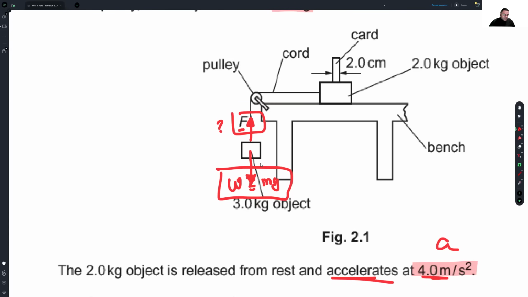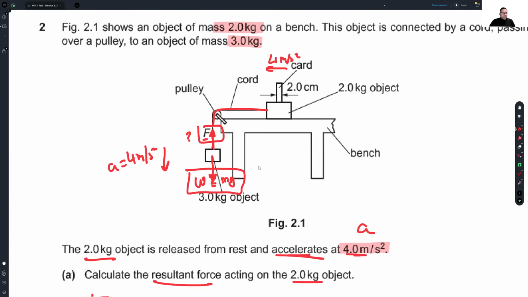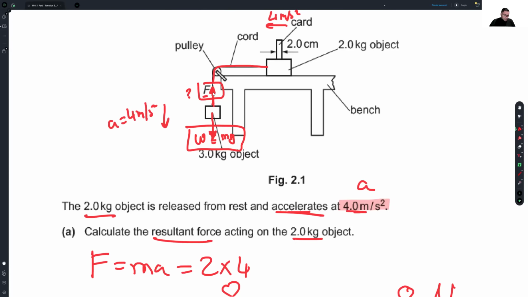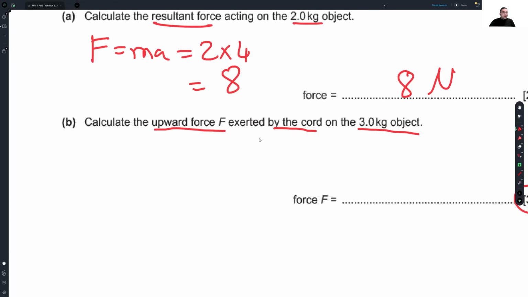You might say, but Mister, he said 2 kilograms is released and it accelerates at 4. But since they're connected, if this moves with an acceleration of 4 meters per second squared, isn't this also going to fall with an acceleration of 4 meters per second squared? So that's the first piece of information we have. We have the acceleration, which means we can use F equals ma. And the second piece of information, we have the difference between these two forces. So step 1, F is equal to ma.